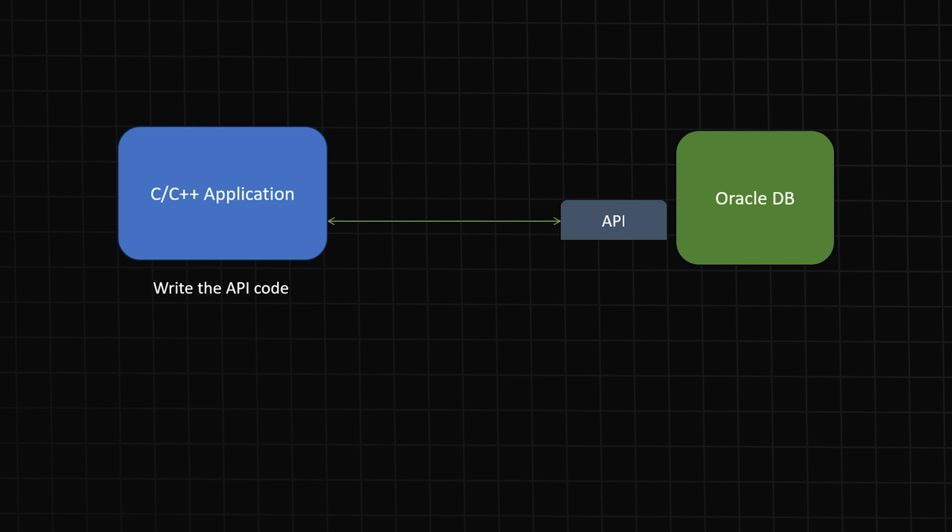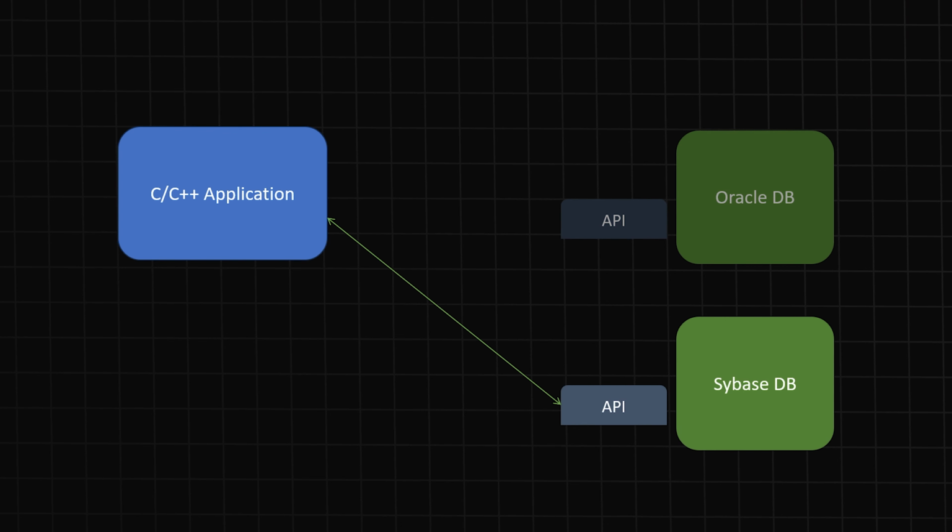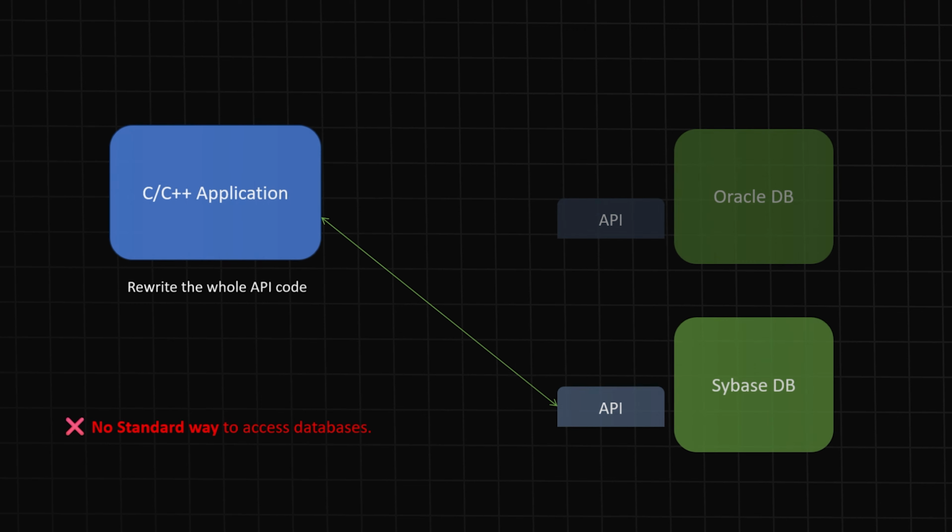Now let's assume we have to change the database from Oracle DB to Sybase. Because the API of Sybase is different from the API of the Oracle database, we have to rewrite the whole API code in that particular application. It means if you changed the database, you had to rewrite the entire code again. There was no standard way to access databases, and this became a major problem. So the industry asked, can we create one standard way to talk to any database?